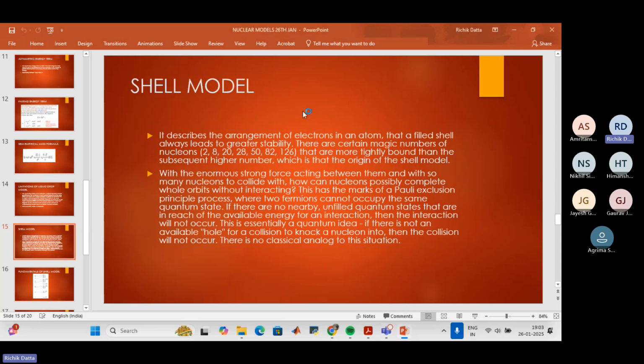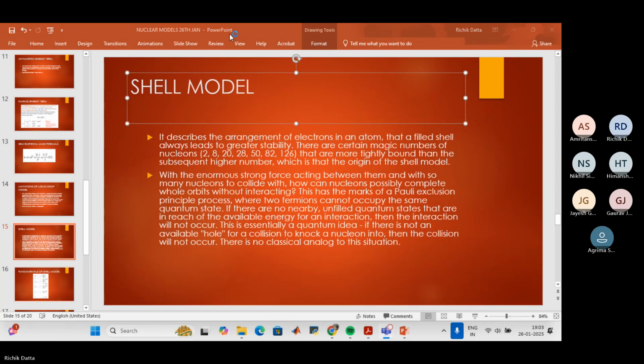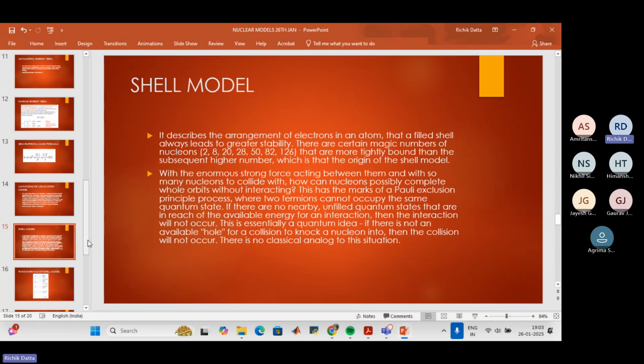So this is the basic: how many electrons will occupy each shell. That will be 2n square. This is known as the shell model. If we put n equal to 1, for the K shell, the maximum is 2 into 1 square, equal to 2. That will be 2 for the K shell. For the L shell, that will be 2 into 2 square, so 2 into 4, which is 8. For the L shell, a maximum of 8 electrons can occupy.